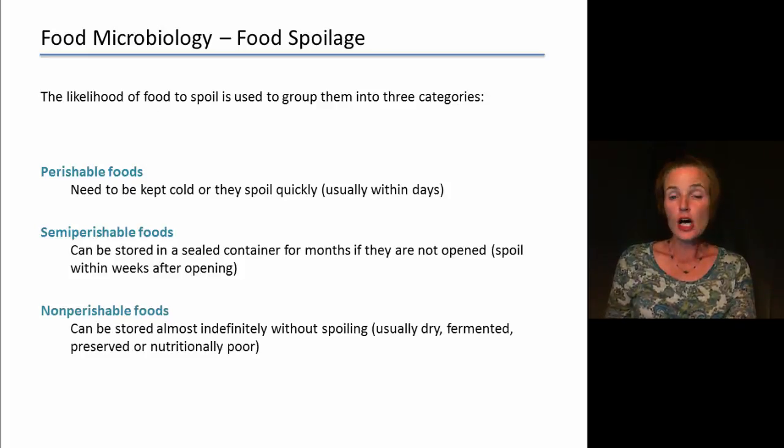The third category is non-perishable foods. Non-perishable foods can be stored pretty much indefinitely without spoiling, and this typically includes dry, fermented, preserved, or nutritionally poor products. And many of these are things like pasta. Pasta can be stored for very long term. Dried beans can be stored very long term. Other examples would be things like crackers and potato chips, things of that nature. A lot of those things that we think of as going stale.